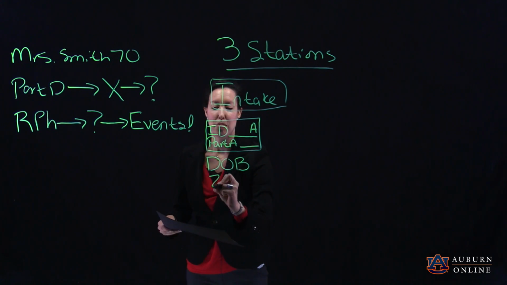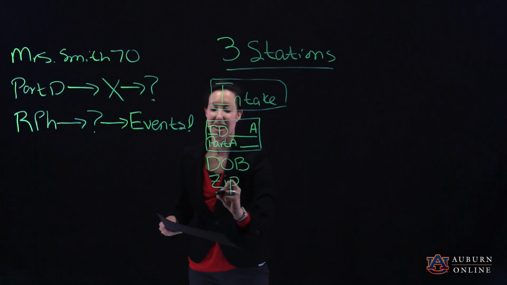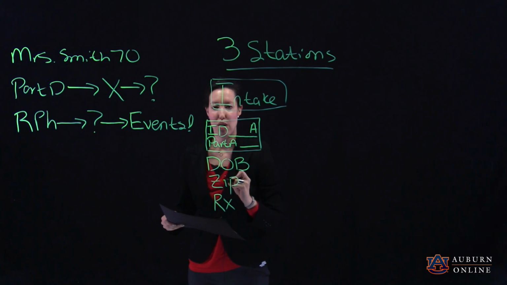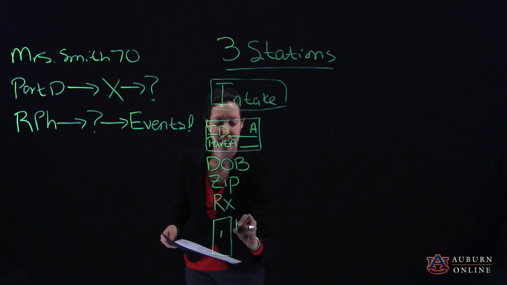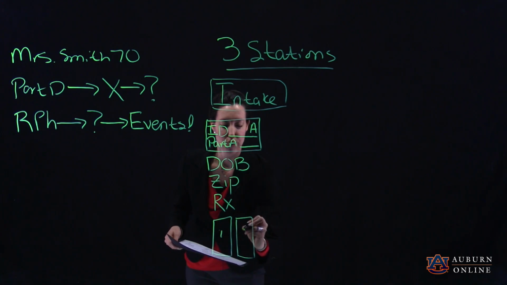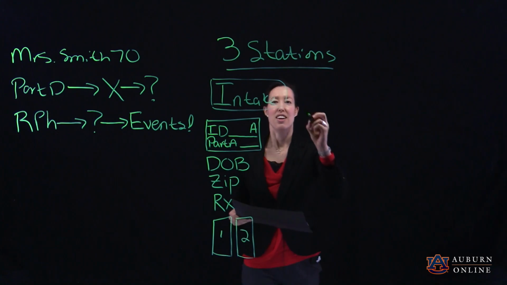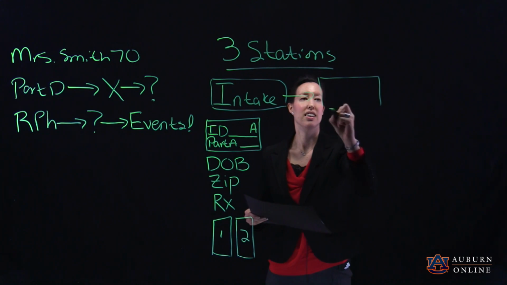as well as their zip code, where they lived when they signed up for Medicare, and a list of their prescription medications. You'll record all of this information on 2 different forms. And these forms will follow the patient through all 3 stations. The next station is the plan comparison station.